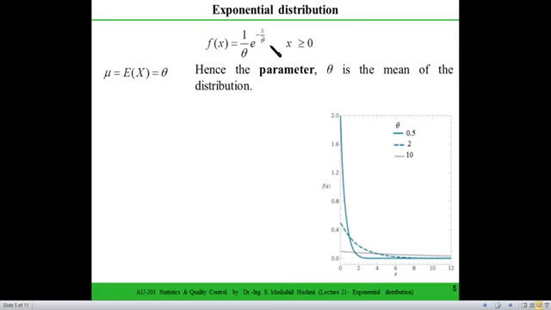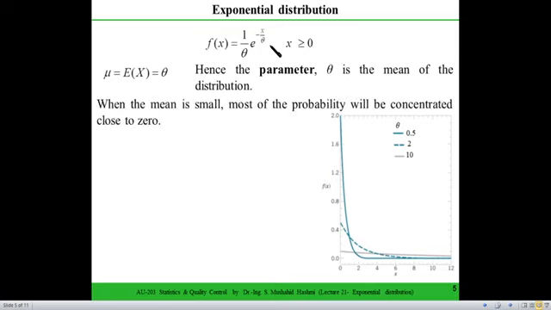So we have seen what the distribution looks like for different values of theta, and once the mean is a small value, then most of the probability would be close to 0. That is what we have seen: when x is very large, the curve is approaching towards the 0 line.